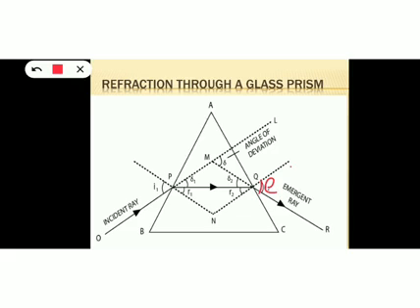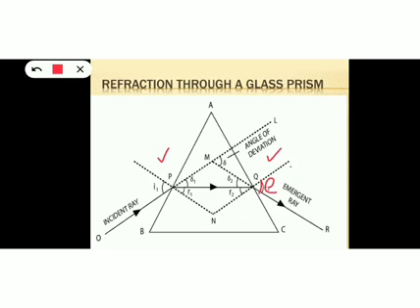Okay, so this is about the refraction phenomena exhibited by the glass prism. Two refractions occur. The first refraction occurs at this face AB, and the second refraction occurs at the face AC. At the face AB, the light ray passes from rarer to denser medium, but at the face AC, the light ray passes from denser to rarer medium.